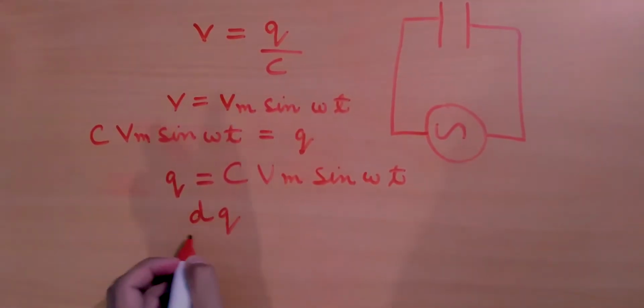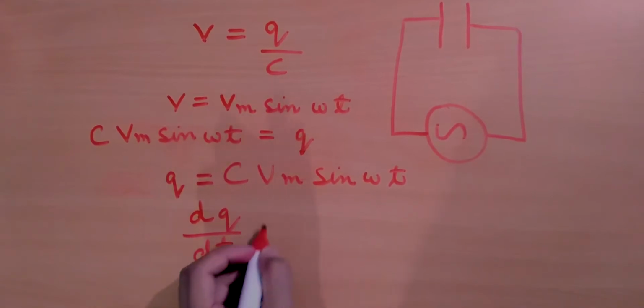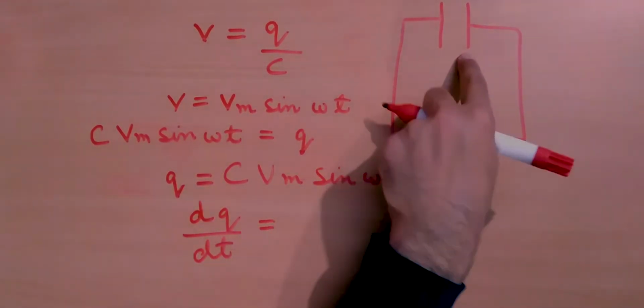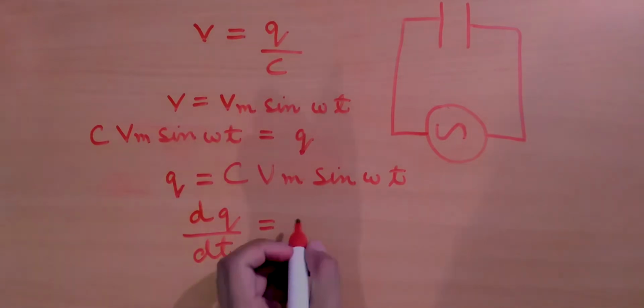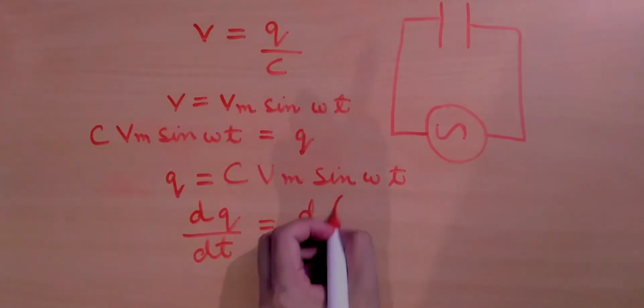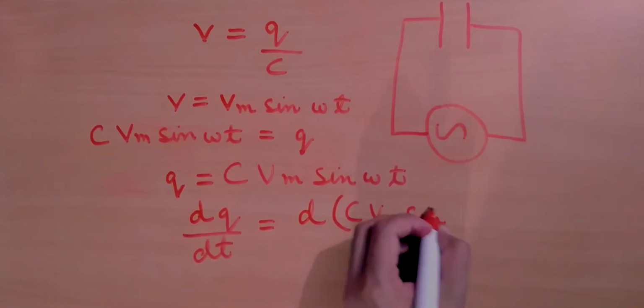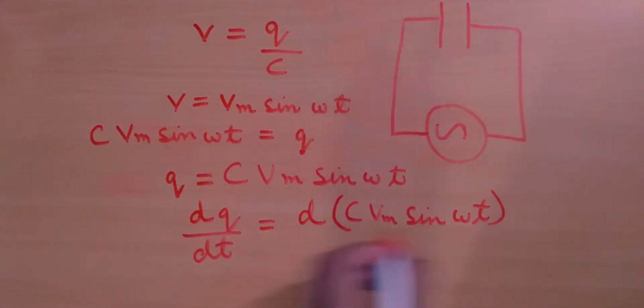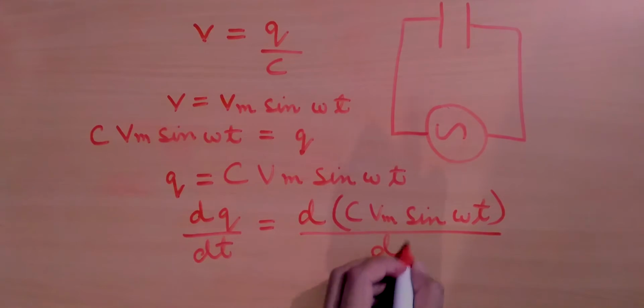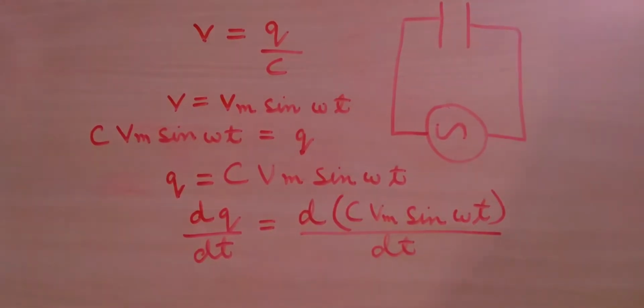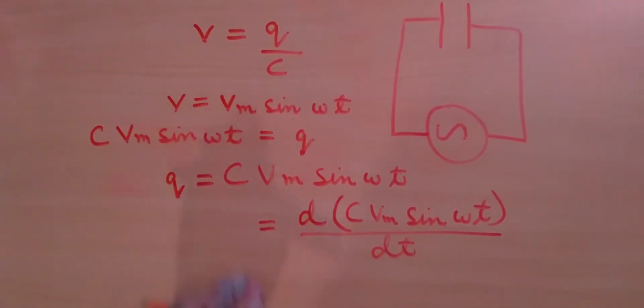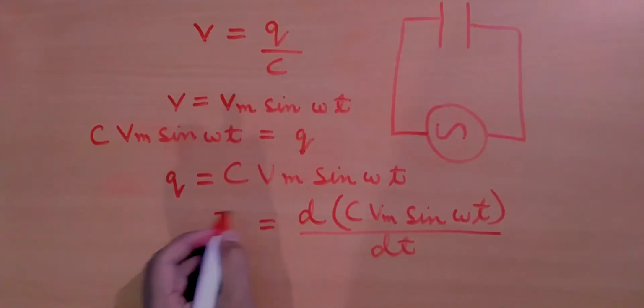What I get is dq by dt, a small change in the charge stored divided by a small change in time. That equals this whole thing, C Vm sine omega t, a small change in this whole thing with respect to a small change in time. And I know that the rate at which charge is flowing is nothing but the current, so I can replace that whole term with I.